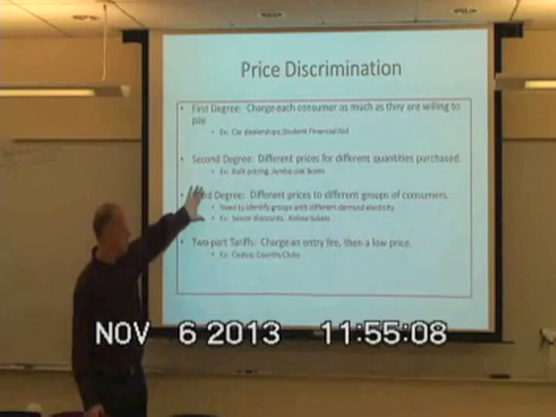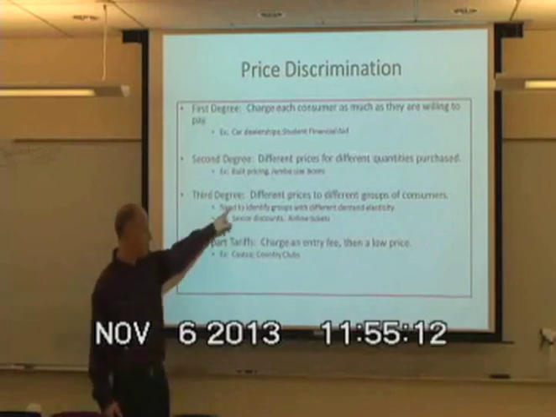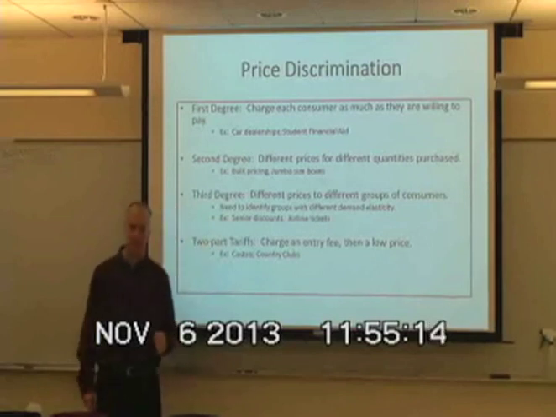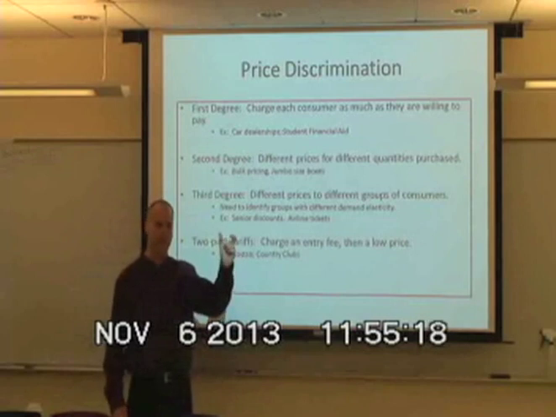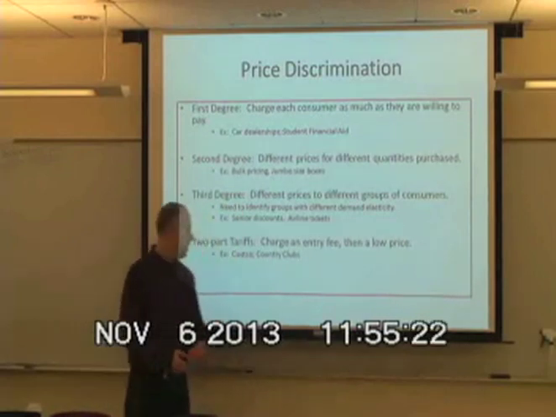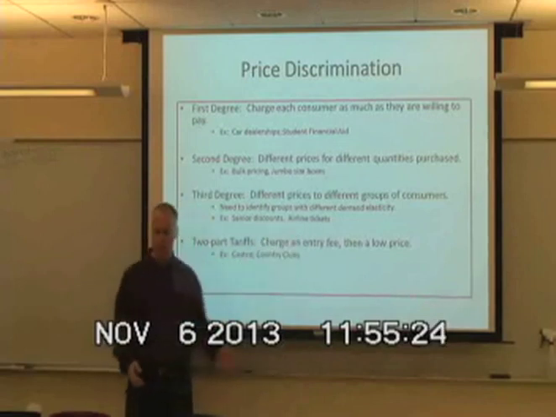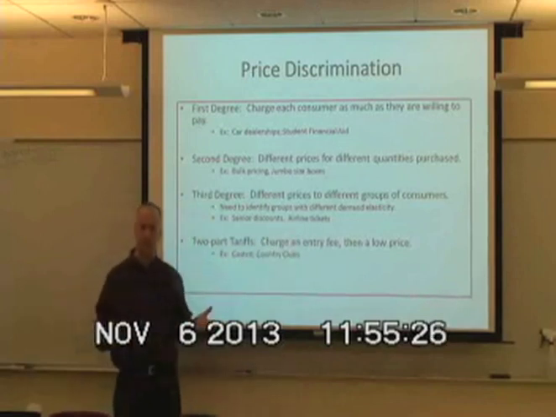Third-degree price discrimination involves different prices to different groups of customers. You need to identify groups with different demand elasticities. You have to figure out which customers are going to drop out if I raise my price a little bit, and which customers are going to stay in if I raise my price a little bit. Airlines are very, very good at this. The variation in the prices that people pay on a particular flight is very, very wide.